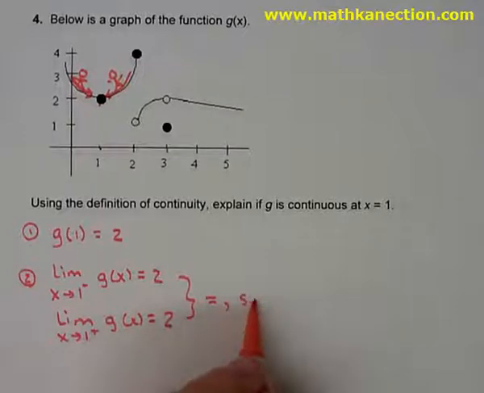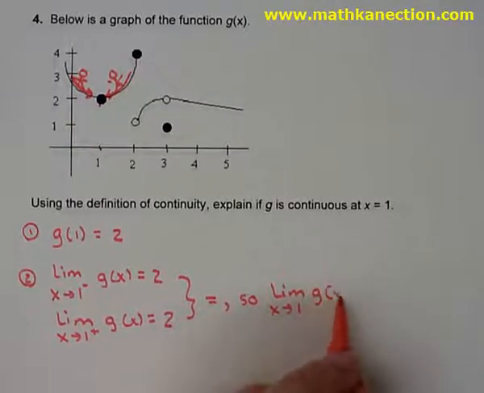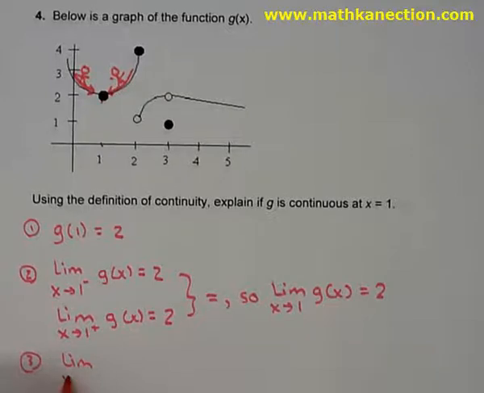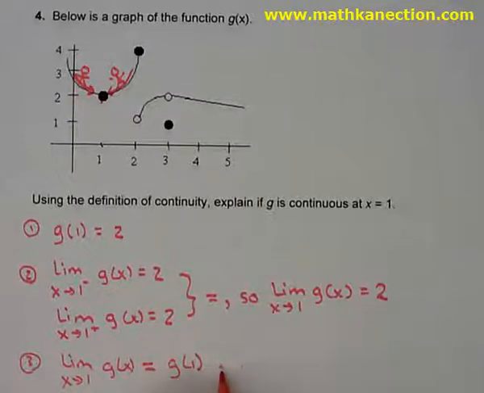Since those two are equal to each other, the limit as x approaches 1 of g of x is equal to 2. And now we'll check in step 3 to see if our limit and our y value are equal. The limit as x approaches 1 of g of x was equal to 2, which is equal to our g of 1, which was also 2. Therefore, g is continuous at x equals 1.